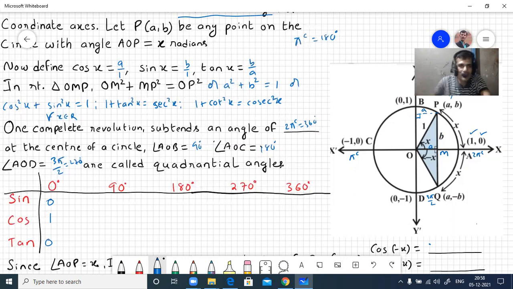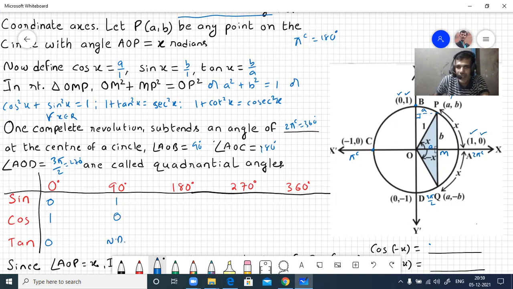Similarly, 90 degrees. See, at 90 degrees, it falls at B. Its coordinates are 0, comma 1. So first coordinate will describe cos. So cos 90 is 0. Second coordinate sine. So sine 90 is 1. Now tan 90 is sine 90 by cos 90, 1 by 0, not defined. Okay. Now see, you can tell at 180 degrees, it falls on C. Its coordinates are minus 1, comma 0.